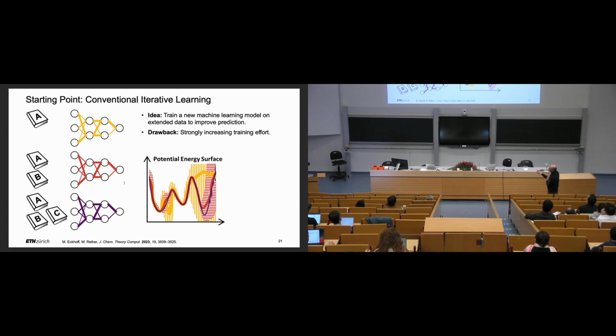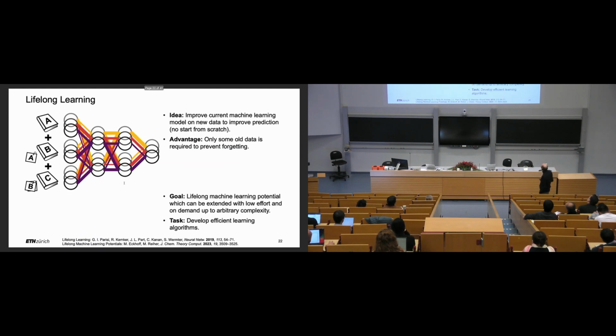You train the machine learning potential, and then you can work with that potential on that system. Now, when you extend the chemical reach, so you extend into chemical reaction space, you get more data, you would retrain your machine learning potential, and then you would work with that. And then you see even more data and you retrain again. So that is not the way to go.